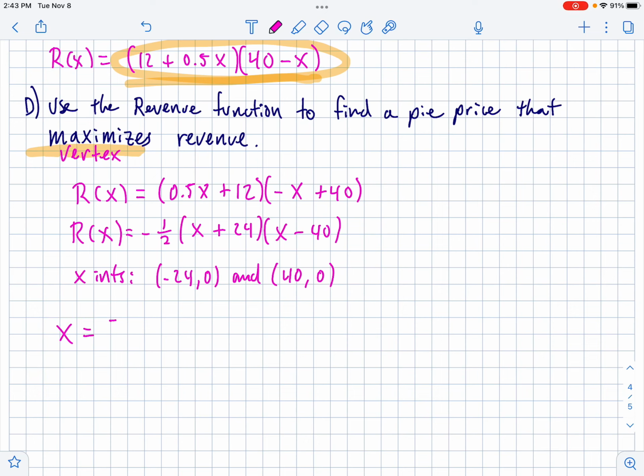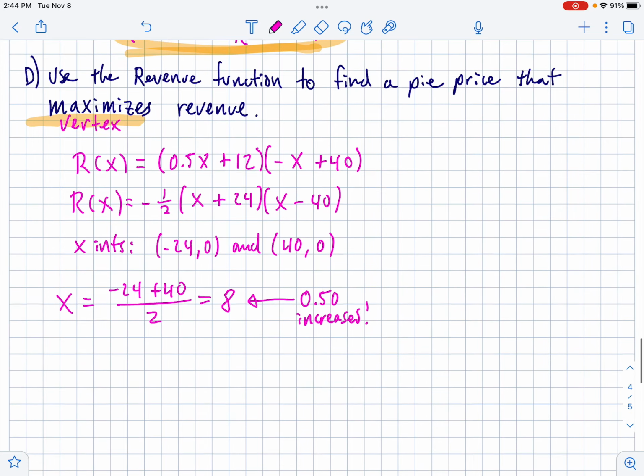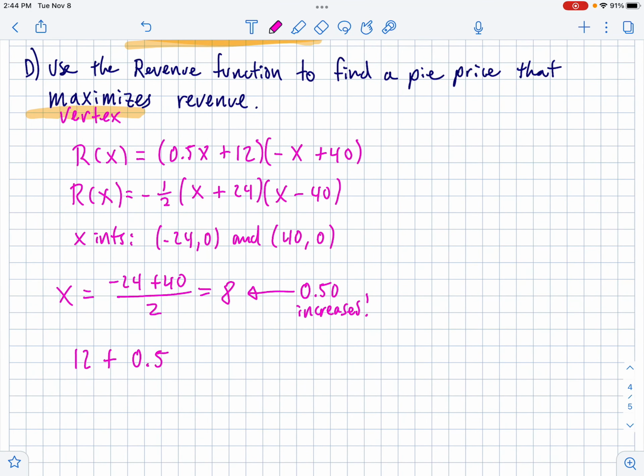To find the vertex, given the x-intercepts, the axis of symmetry is going to be the average of the x-intercepts, which is negative 24 plus 40 divided by 2, which is 8. Now, I just found x, which is the number, all we have to do is find the pie price. So that means we need 8 50-cent increases to find our maximum. So if you take the cost of the pie, which is $12, and then add on 8 50-cent increases, that equals $16. So $16 pie price.